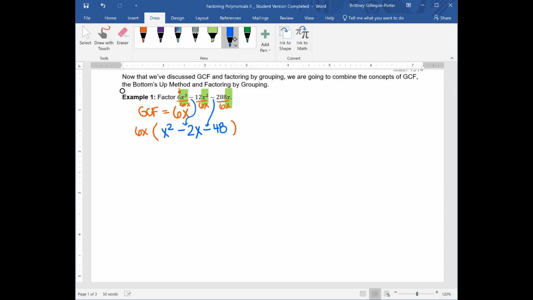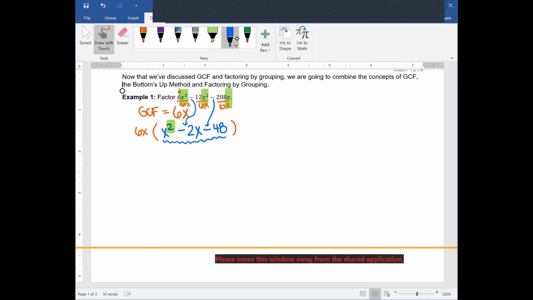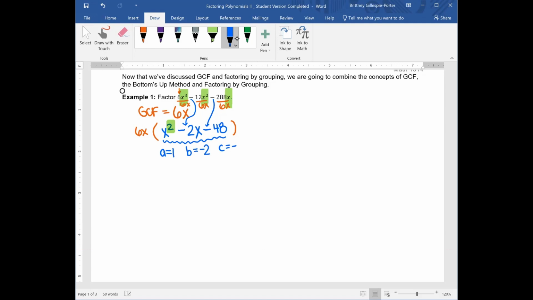When we were looking only to factor out the GCF, we could call it quits. We would be done. We would circle this answer. But now we're past that. We have to move forward. And because in the parentheses we have an x squared, we need to see if we can factor more. We're going to use the bottoms-up method to continue our factoring. A is going to be 1. That's our coefficient of the x squared. B is -2. And C is -48.